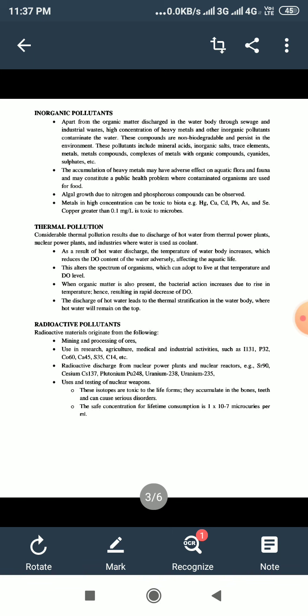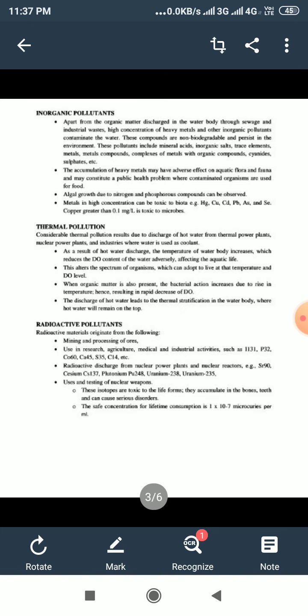Algal growth due to nitrogen and phosphorus compounds can be observed. Metals in high concentration can be toxic to biota, for example mercury, copper, cadmium, lead, arsenic, selenium. Copper greater than 0.1 mg per liter is toxic to microbes.